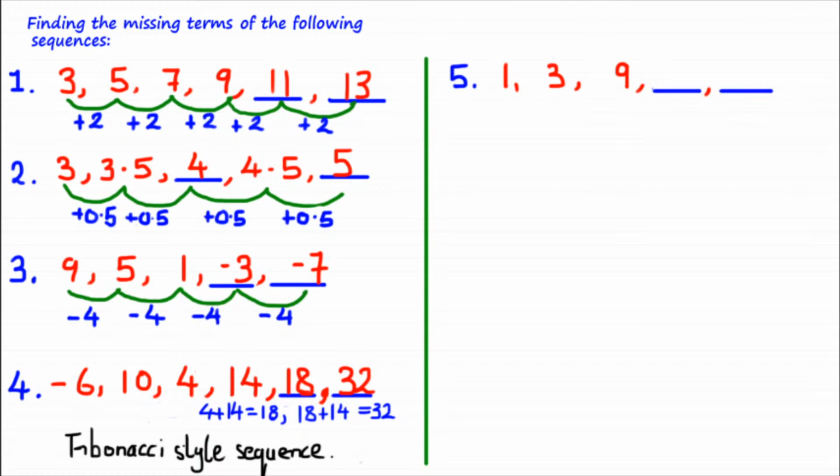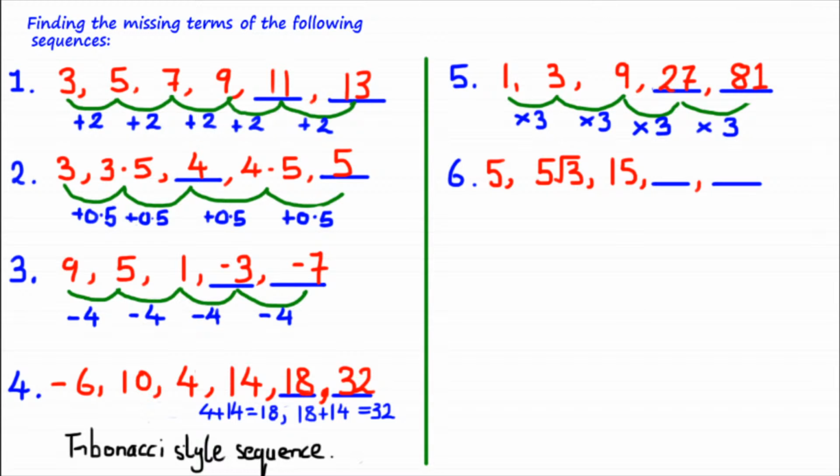This is a geometric sequence. And we can get from one term to the next by simply multiplying by a common ratio, 3. Okay, so multiplying 9 by 3, we get 27. And multiplying 27 by 3, you get 81. Okay, great stuff, guys. Let's have a go at this one. What are the next few terms of this sequence?